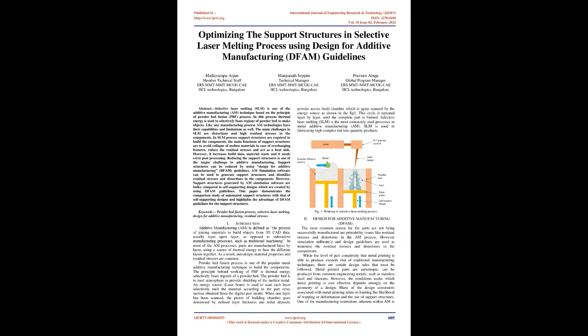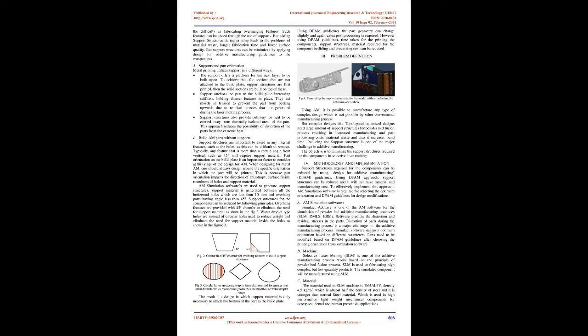When one layer has been scanned, the piston of the building chamber goes downward by a defined layer thickness and a roller deposits powder across the build chamber, which is again scanned by the energy source, as shown in Fig. 1. This cycle is repeated layer by layer until the complete part is formed. Selective laser melting, SLM, is the most commonly used process in metal additive manufacturing, AM. SLM is used for fabricating highly complex but low quantity products. Design for additive manufacturing, DFAM.